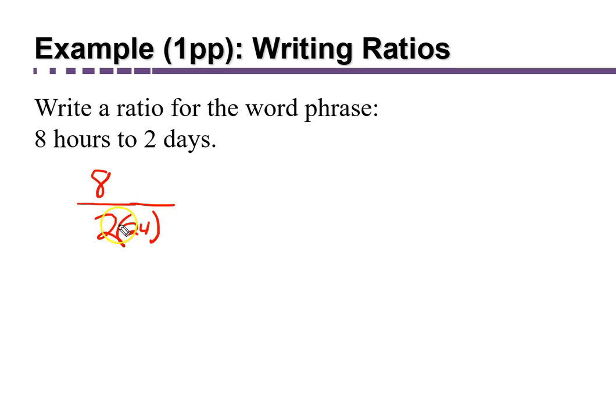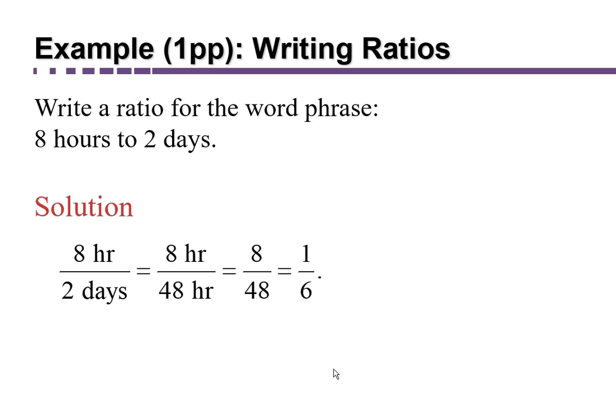Now we can do some cross-canceling. For instance, 2 goes into there once, 2 goes into there 4 times. So we now have 4 over 24. 4 will go into there once, 4 will go into there 6 times. So in simplest form, our ratio would be 1 to 6. And there it is.